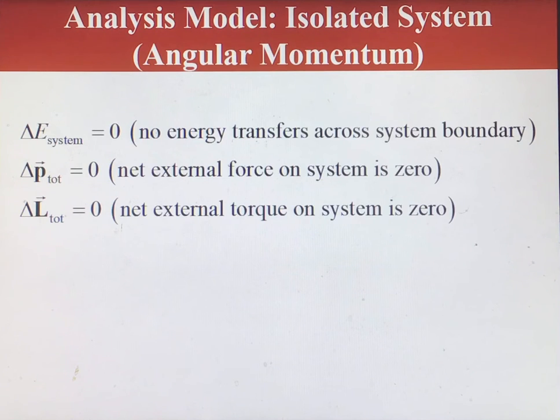So generally, for an isolated system, the energy of the system does not change. There is no net external force acting on it, which means that the linear momentum is not going to change. And if there is no external torque acting on the system as well, it means that the angular momentum is not going to change.